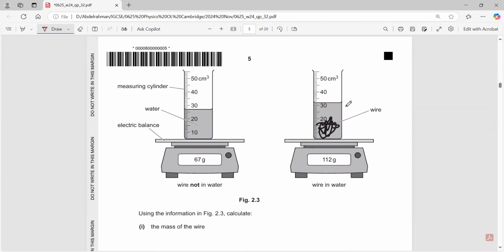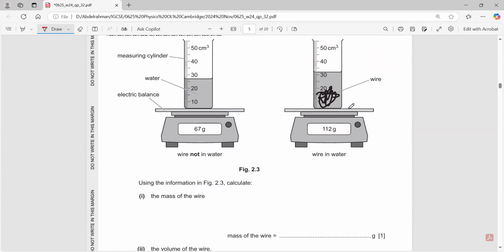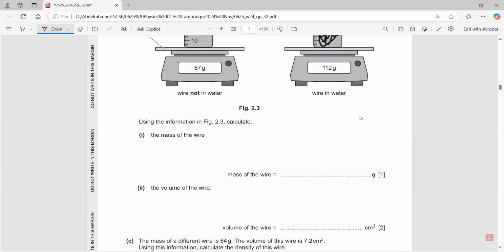You have the electric balance. Can I find the mass of the wire? Okay, this is easy. The mass would be the difference between them: 112 minus 67, which is 45 grams.